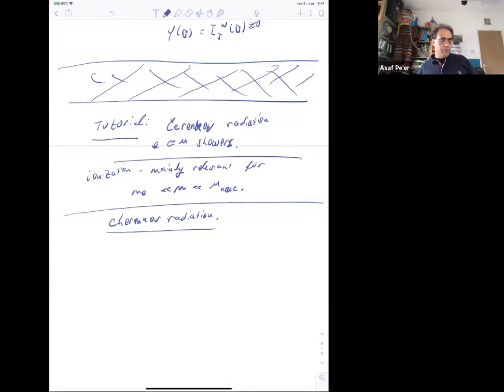Unless the particle moves at a velocity which is faster than the velocity of light in the material. That means that the velocity V is smaller than the velocity of light in vacuum, because nothing can travel faster than light in vacuum. But remember that the velocity of light in a material is the velocity of light in vacuum divided by the refractive index N. So if V is, of course, smaller than C and greater than C prime, which is just C over N, where N is the refractive index in the material.